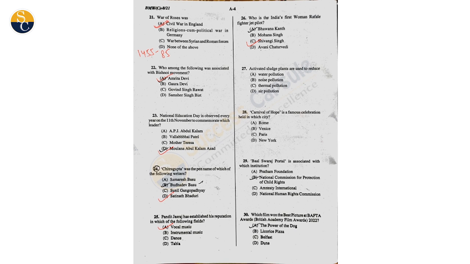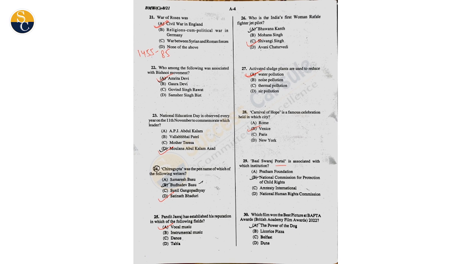Next, activated sludge plants are used to reduce. They are used for treatment of wastewater. So, A is the correct answer. Water pollution. Next, Carnival of Hope is a famous celebration held in Venice every year. So, B is the correct answer. Italy. It is an annual festival.